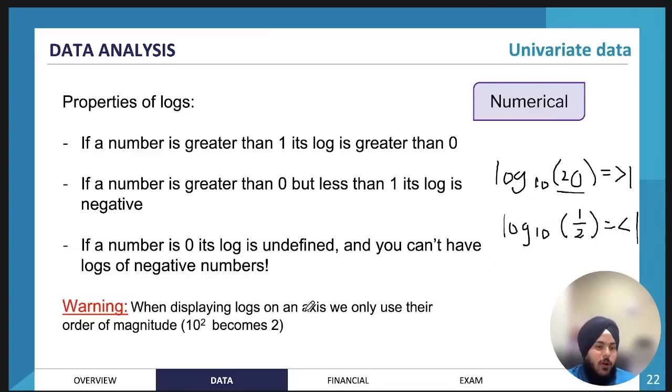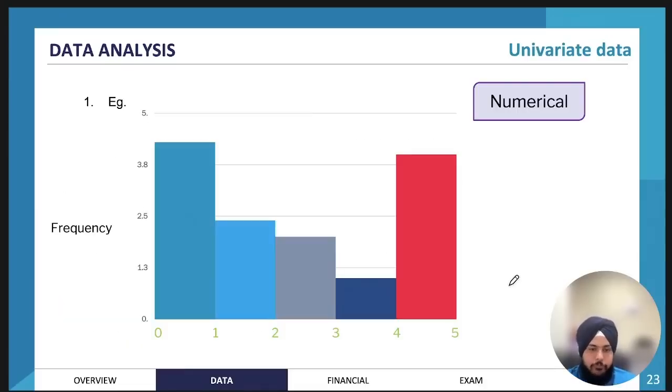So when displaying logs on the scale, we use their order of magnitude. So for example, if it's 10, 100, 1,000, it doesn't start with 0. It will start with probably 1, 2, 3, 4, instead of having 10, 100, 1,000, 10,000, 100,000, million.